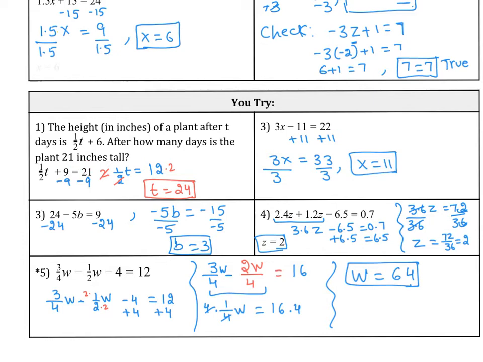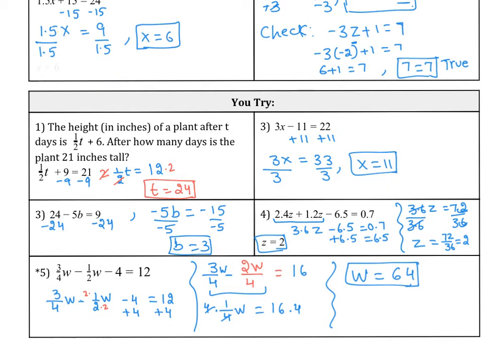For number 2, it is 3x minus 11 equals 22. To solve for x, you add 11 on both sides. You get 3x equals 33, and you want to find the x value, so you divide by 3 on both sides. The 3 and 3 cancel, so x equals 11.